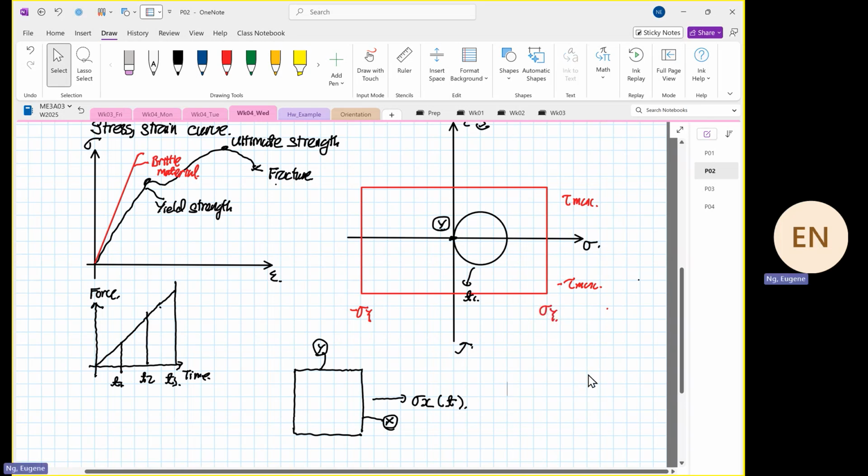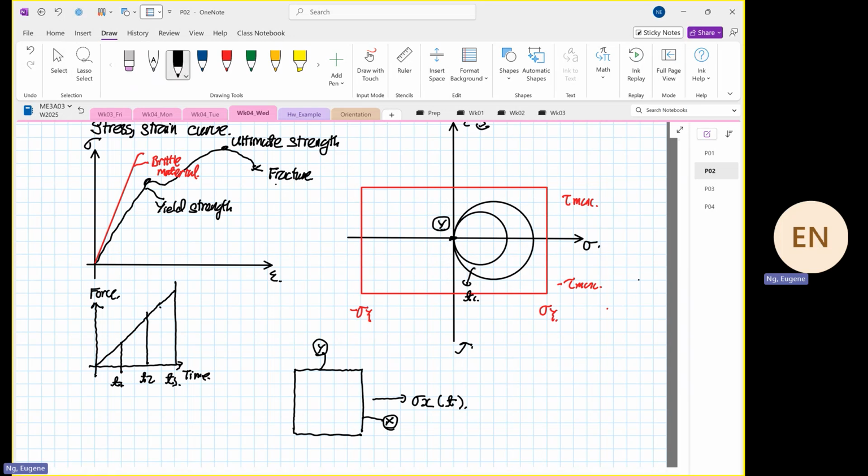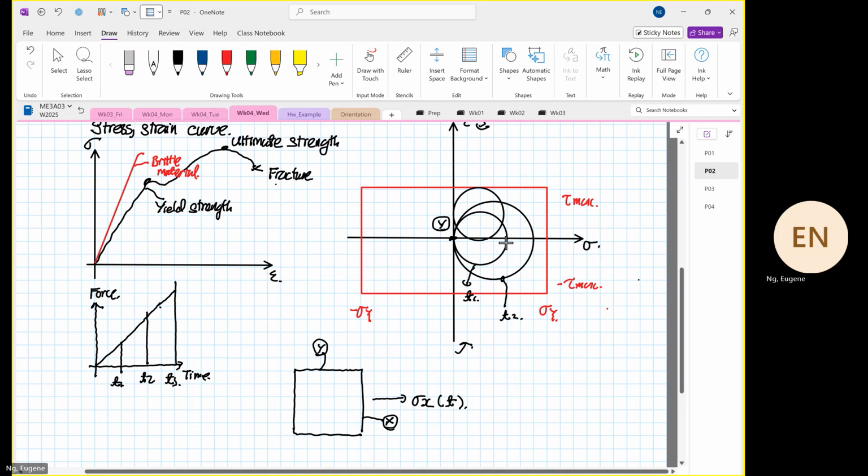So the next time, when T is equal to 2, your stresses get bigger. Can you see that? So this is occurring when time is equal to 2. And then when time is equal to 3, for example, we have this trend.